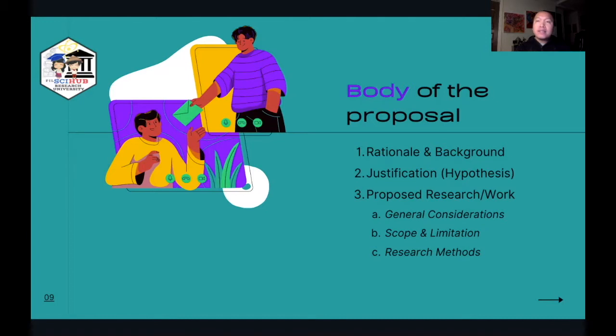Within this section, you're going to have to define some general considerations for the proposed work, scope and limitation. What you're intending to do, say over a span of a year or two of working on this project. And then the third part would be research methods. You have a vision. What would be the path? How will you actually get there?